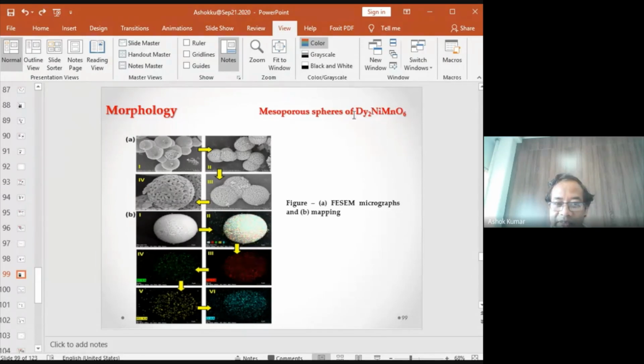So in this particular case, we have Di, Ni, Mn, and O6, four elements. Di, Ni, Mn, and O, the four elements, how they are distributed. Then you can compare. This element is distributed this way, another is distributed in this way, the third one, the fourth one. That means you can see the distribution pattern, or contrast, and then you can say that they are uniformly distributed.